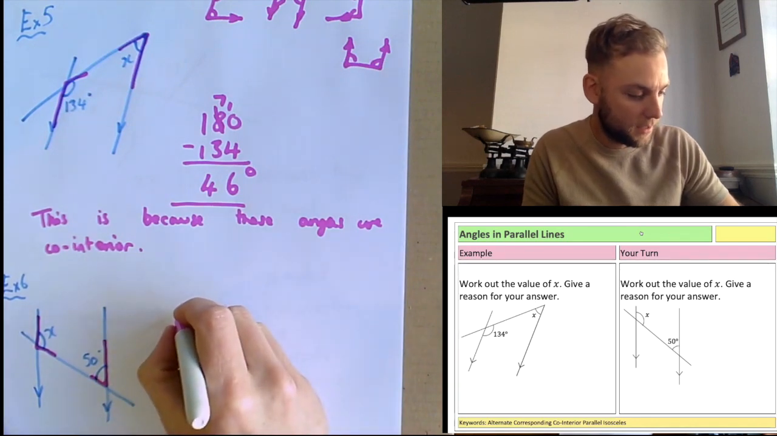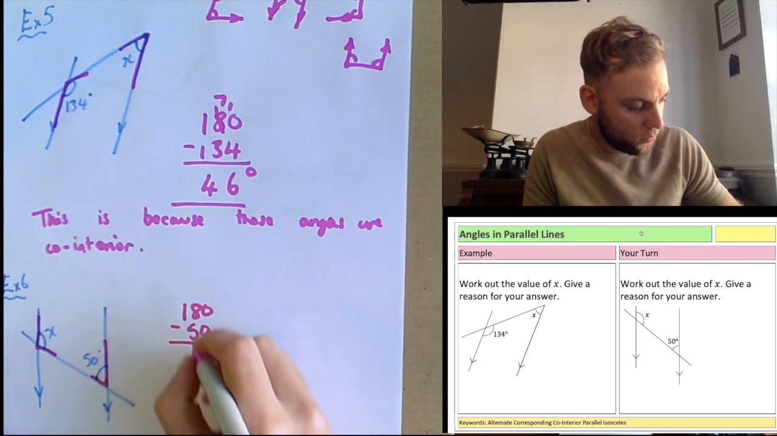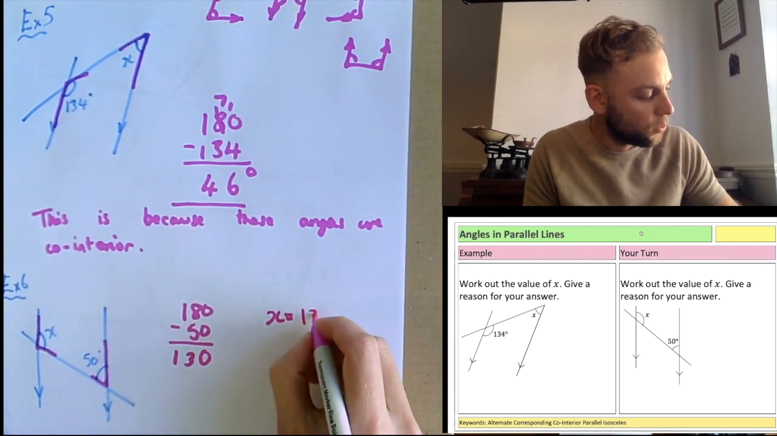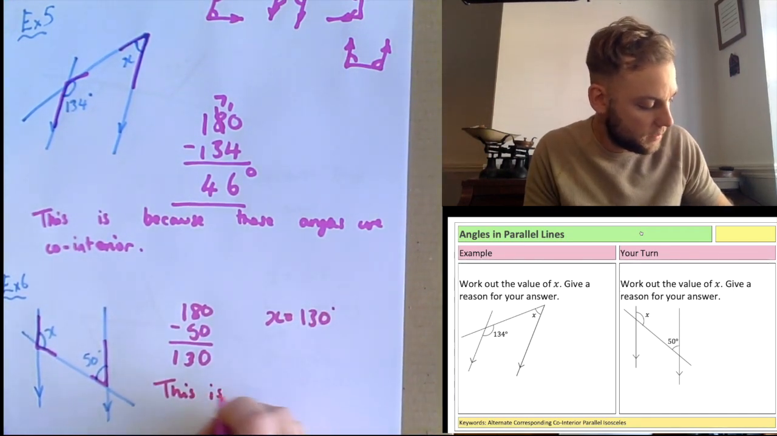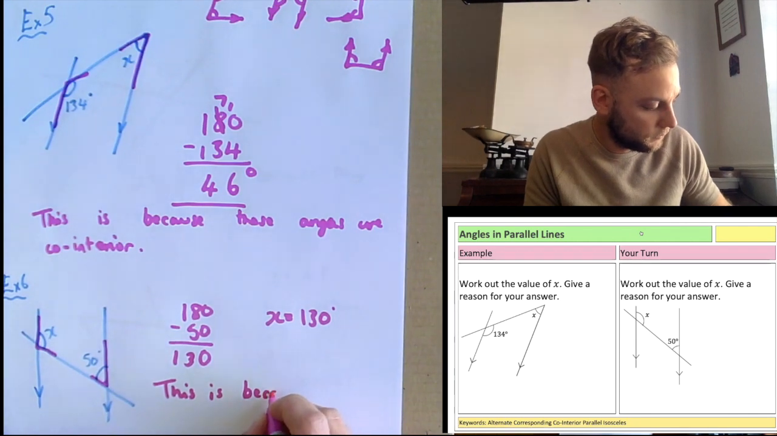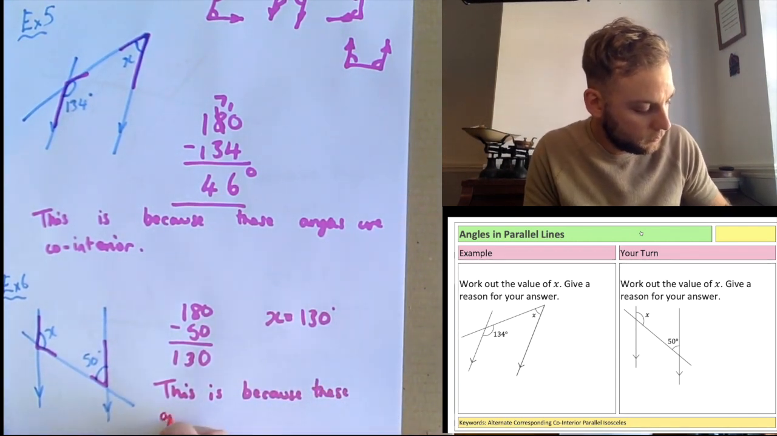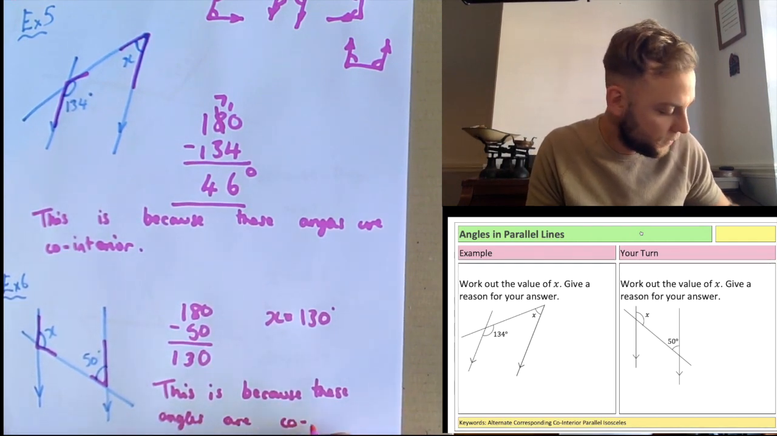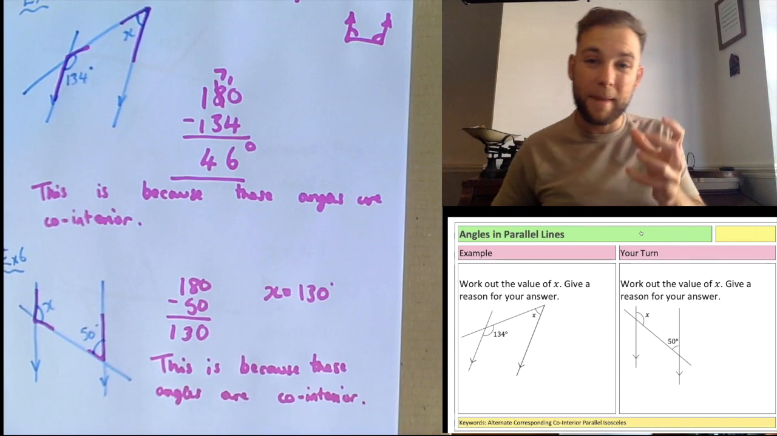So it means I'm going to have to do 180 minus 50. So 0, 8 take away 5 is 3, 1 take away nothing is 1, which means that x is equal to 130. And this is because these angles are co-interior. Brilliant. So we've looked at the 3 different types of angles, and these are the main ones that come up.